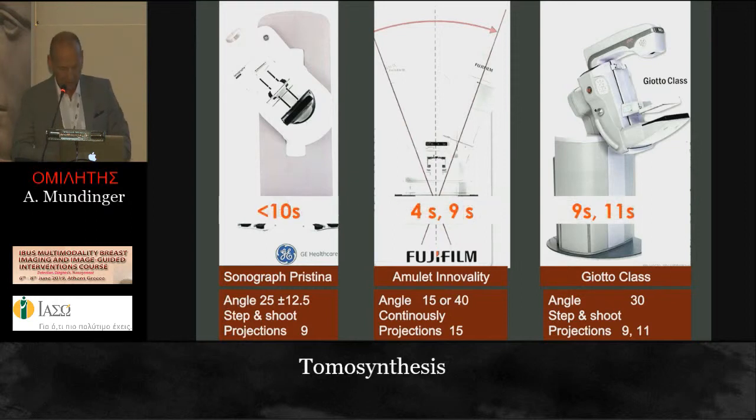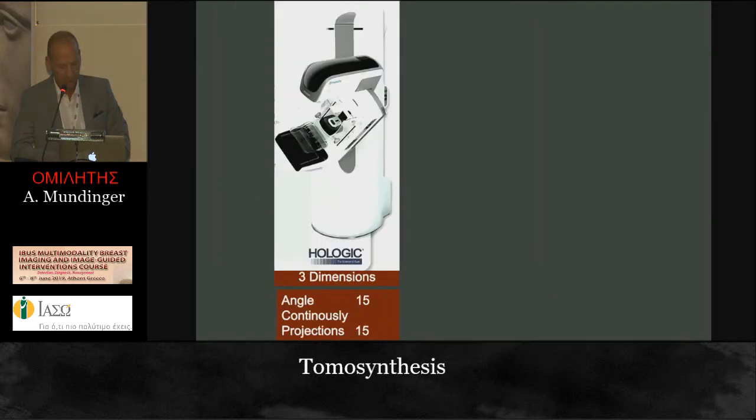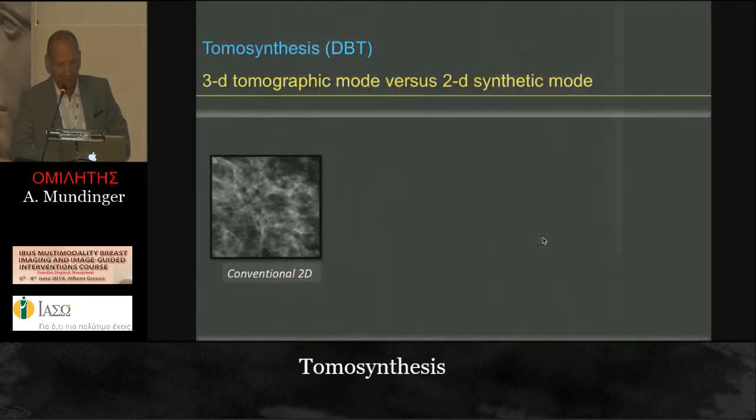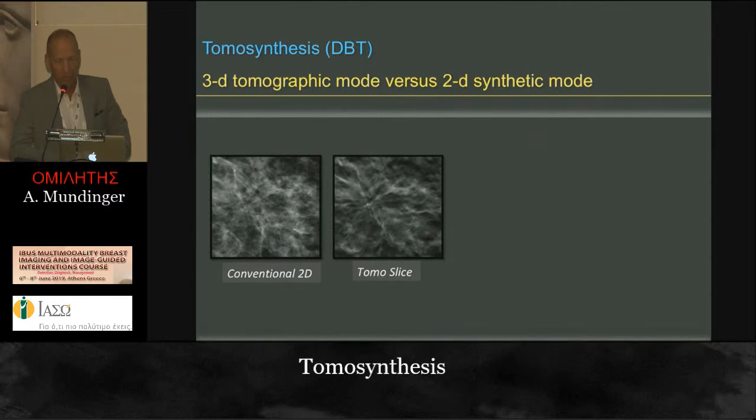The latest two systems are Hologic and Siemens. Hologic is currently the fastest one, and Siemens takes much more time, but if you look at the number of projections, it has the highest angle and the highest projections. So this is a system very well designed for screening, and this is a system that has a focus more on assessment than screening.